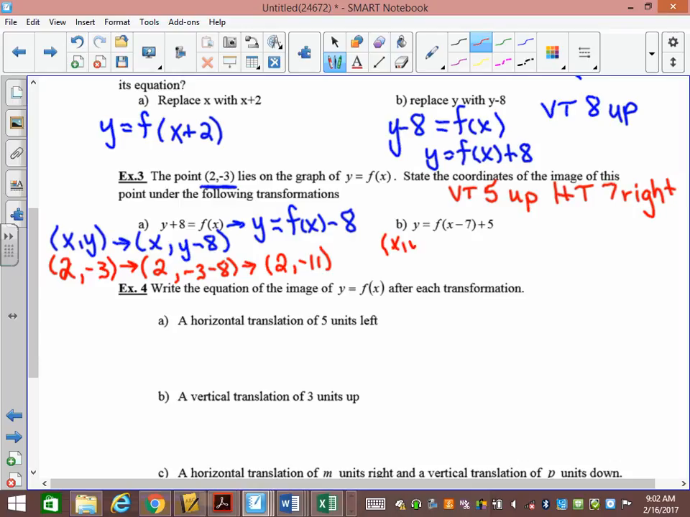So (x, y) equals x what? Plus 7, comma y what? My point is (2, -3). So I'm going to go 2 plus 7, -3 plus 5, and I'm going to get (9, 2).